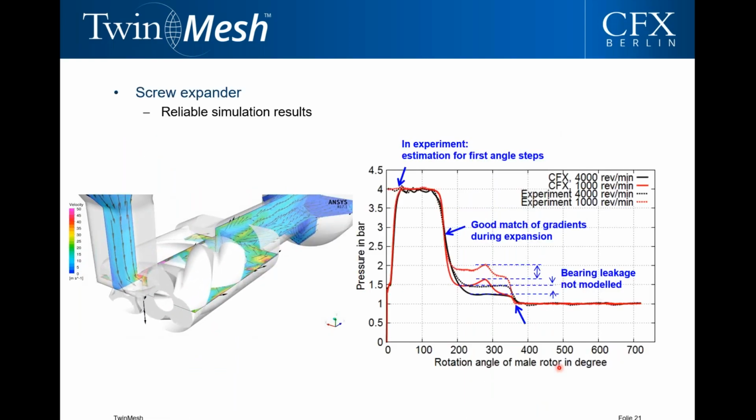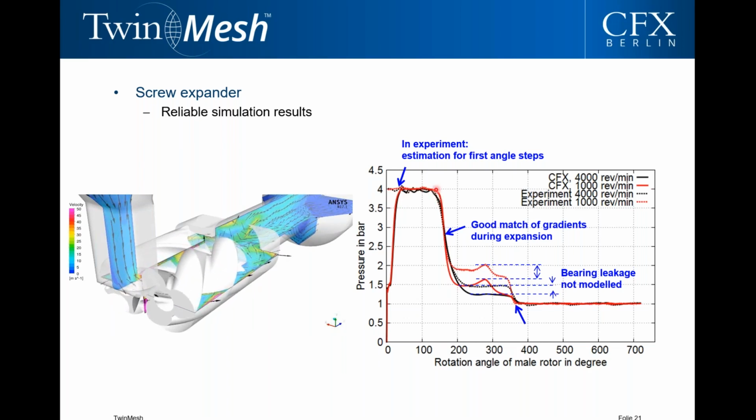Then another example, we did this simulation. This is a screw expander. We did this in collaboration with the Technical University of Dortmund in Germany. We calculated the flow field, and then we had the pressure volume diagram, or here it's pressure over rotation angle, and we compared this to experimental data. And we had a very good agreement between experiment and our calculation.